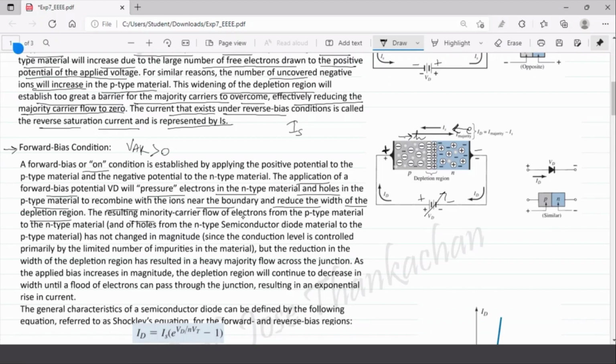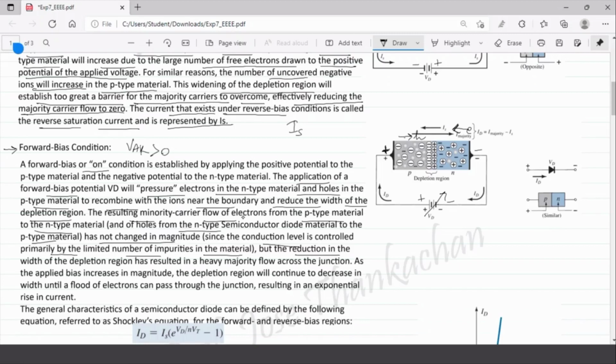So the resulting minority carrier flow of electrons from P-type to N-type and holes from N-type to P-type material does not change. The minority charge carrier current does not change because of this, since this conduction is controlled by the limited number of impurities in the material.